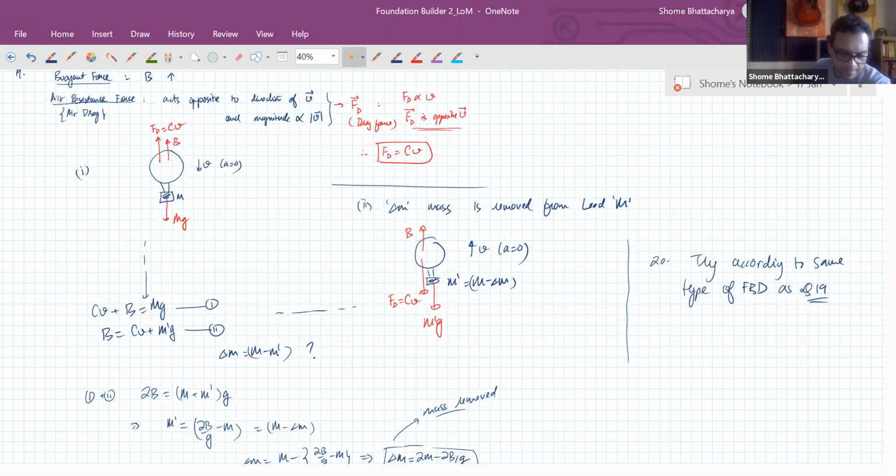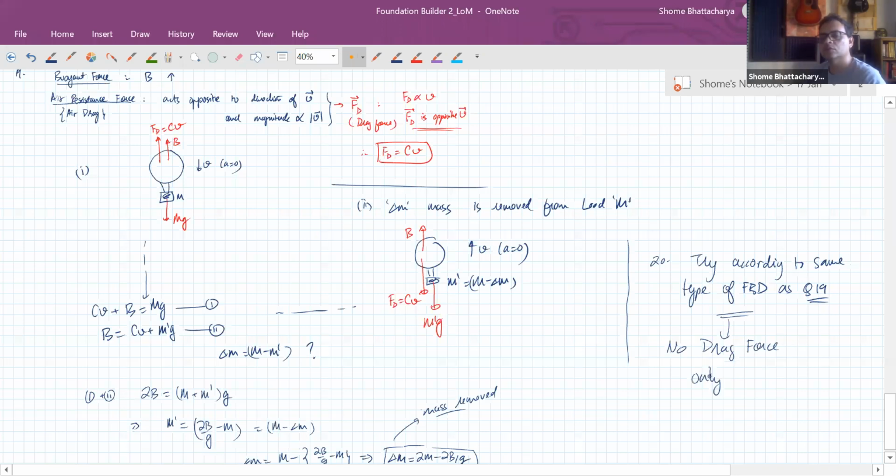Same type of free body diagram as question 19. Only in that there's no drag force. There's only buoyant force and weight. So that's why it's a little bit easier in fact. So in question 20, there is no drag force or resistance force, only buoyant force and weight. That's why I'm saying it will be a little easier. You can try it out yourself. Okay. So next we'll do question 21. Question 21 is a slightly different question because it involves the application of cross product. Okay. So we'll discuss in detail.